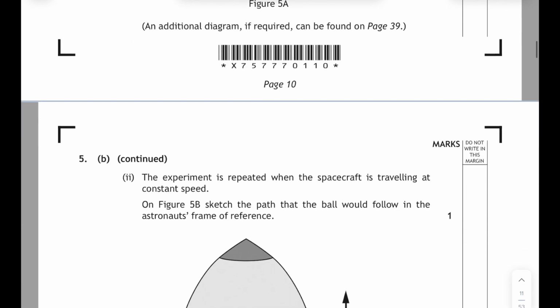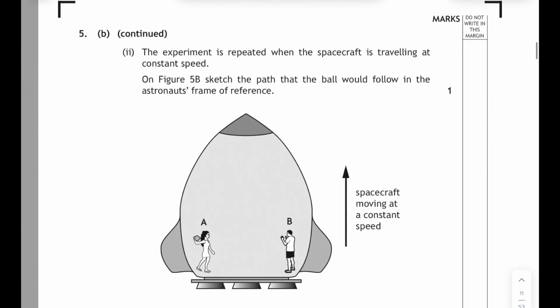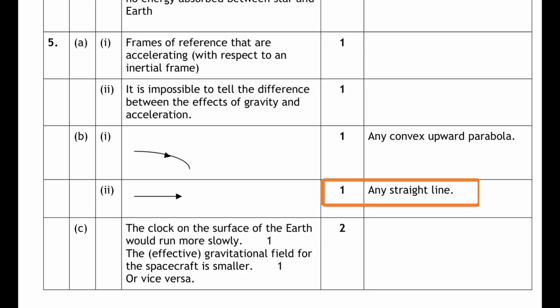And 5B part 2, the experiment's repeated when the spacecraft is travelling at a constant speed. Sketch the path the ball would now follow in the astronaut's frame of reference. So, constant speed, 0 acceleration, equivalent to 0 gravitational field. So, straight line, and in fact, any straight line.